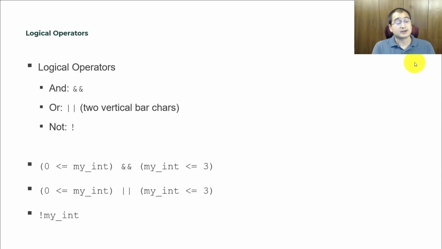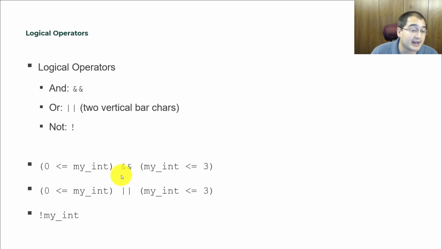There are logical operators, which are used to combine two different Boolean values, or values that can be interpreted as Boolean values, and which is represented with ampersand, ampersand, or which is represented by the two vertical bars, and not, which is the exclamation point. And you can combine these together. For instance, in this line right here, 0 is less than or equal to my int, and my int is less than or equal to 3.